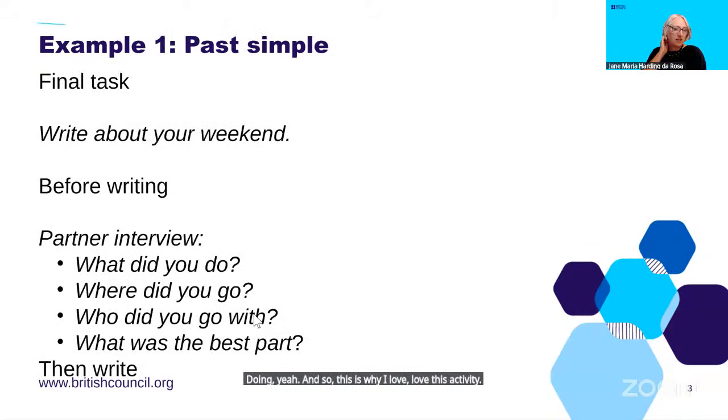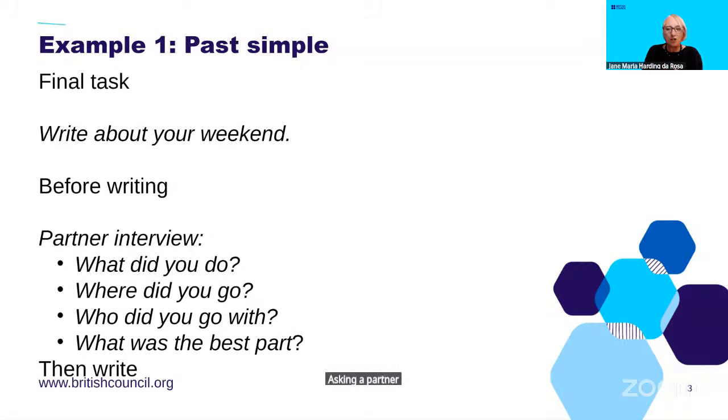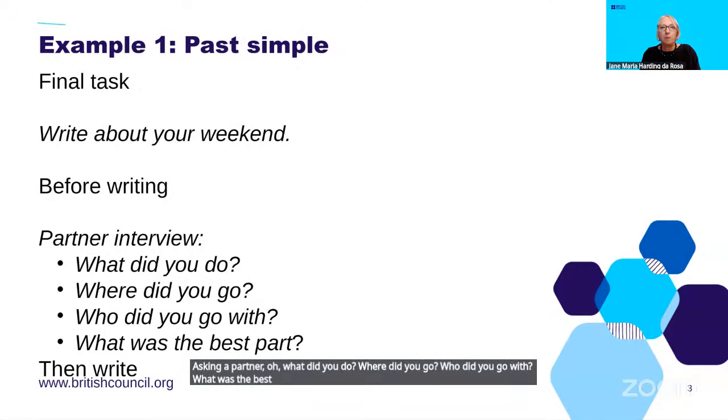So here's an example. You might ask your students to write about their weekend, but before they can write, they need to have thought about it. So asking a partner, oh, what did you do? Where did you go? Who did you go with? What was the best part? Getting them to practice this before they get to write.